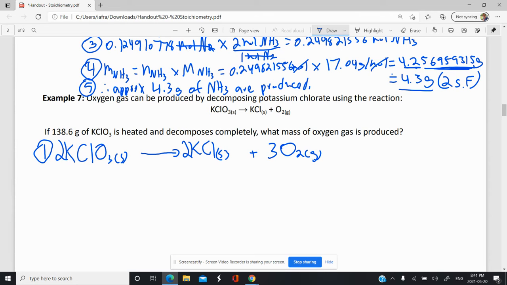So we have 138.6 grams of KClO3. It decomposes completely. That's important, because we know that there's nothing left over. All our products are going to be formed and no leftover reactant. So what mass of oxygen gas is produced? So we had a mass of 138.6 grams. And we want to know the mass of oxygen that can be produced.